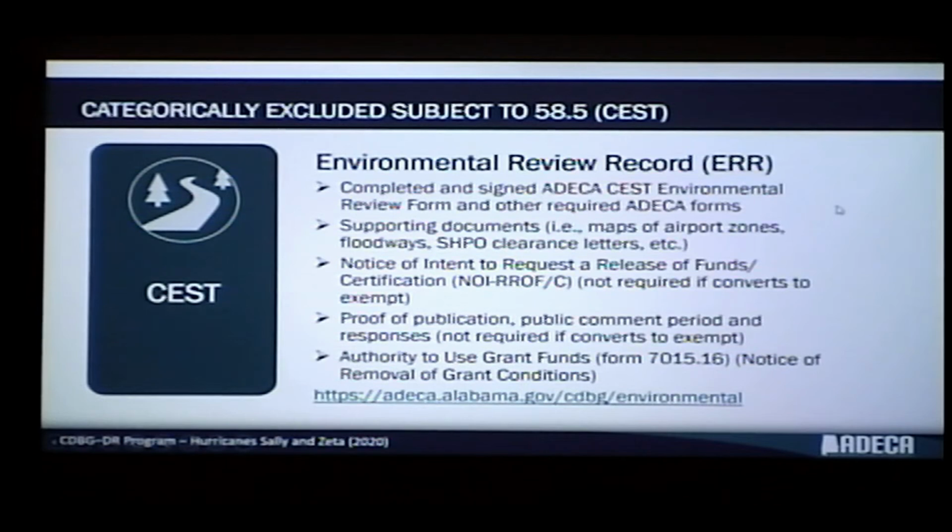So this one is a little bit more information. It's an environmental review record, the ERR. You would complete and sign the ADECA CEST environmental ERR form and other required document forms. So here's all the information: supporting documents, maps, airport zones, floodways, SHPO clearance if needed, notice of intent to request release of funds, not required if it converts to exempt, which of course the environmental officer will review. Proof of publication, which we will go over. Authority to use grant funds form, which is form 7015.16, and then notice of removal of grant conditions. The links are all there for you at the bottom.